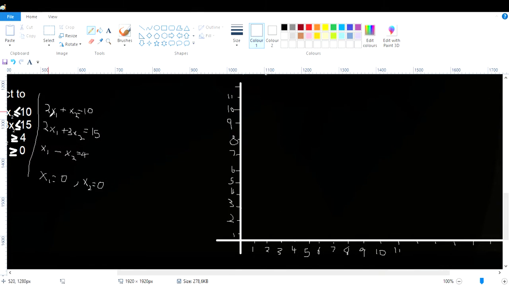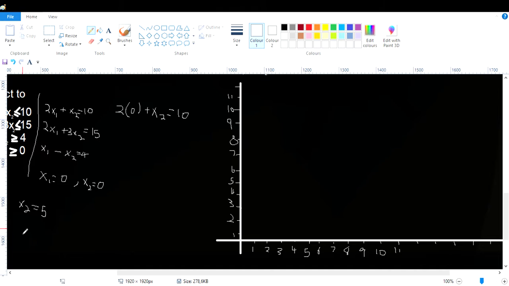When x sub 1 is equals to 0, x sub 2 is equals to 5. Here we just substitute 0. x sub 1 is equals to 0, then plus x2 is equals to 10. Then solve x2. We're going to find x sub 2 is equals to 5.